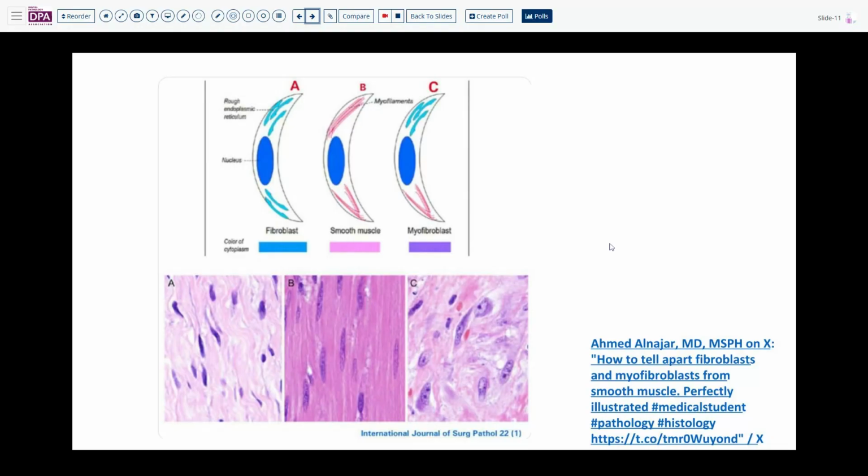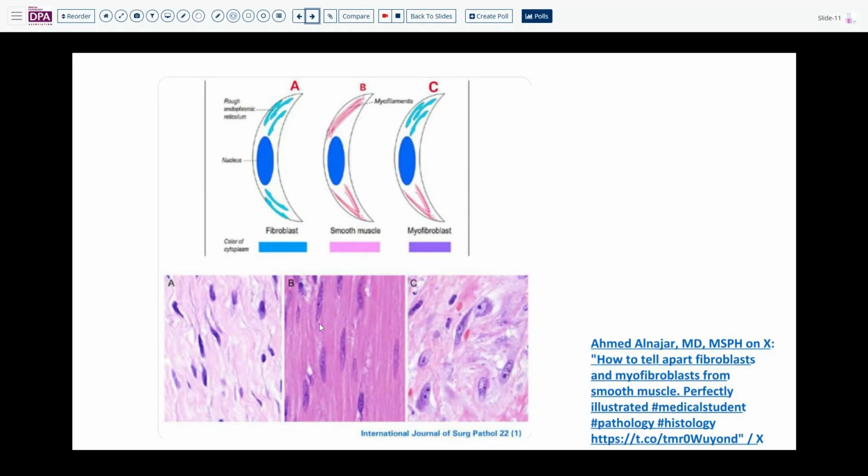Before I go through all the topics, let me show you something really useful when you see this spindle cell thing. Today in our topics, you will see three different cell types. The first one is fibroblast, with a nucleus and rough endoplasmic reticulum labeled in blue. The cells look really dark, with a little bit hyperchromatic nucleus. And then we have smooth muscle cells, with myofilament.